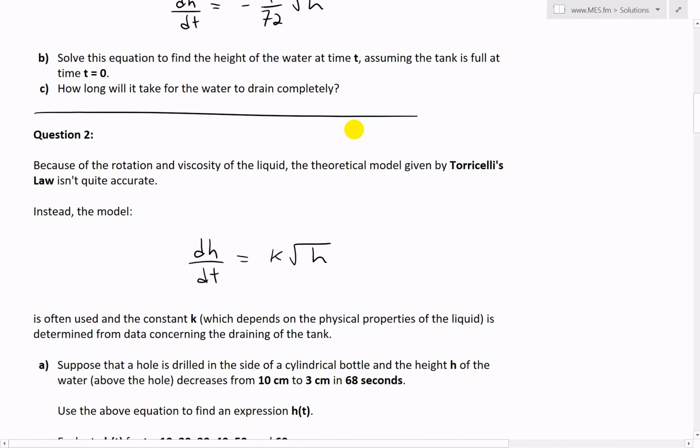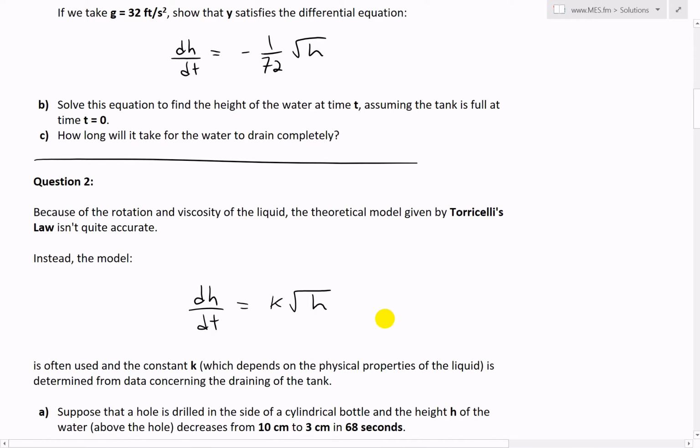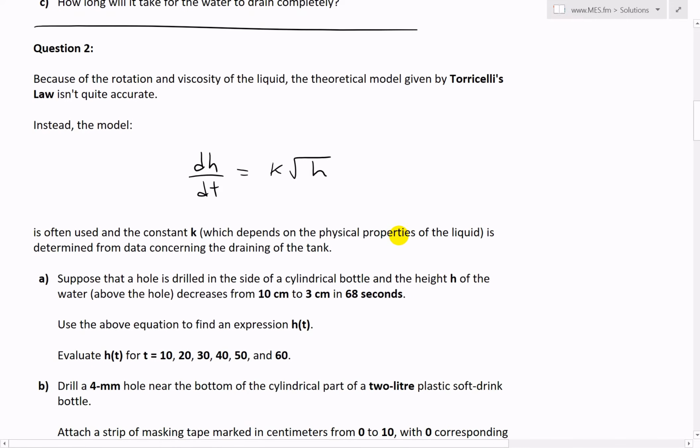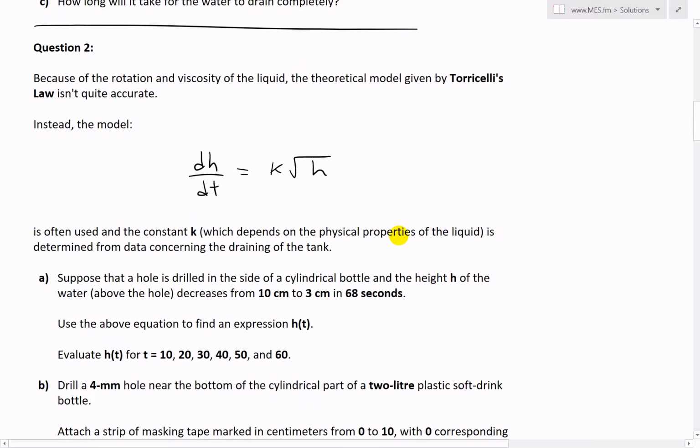But the fluid is going to be spinning as it goes down, and it might have a viscosity. Well, all liquids do, so there's going to be some resistance. So the theoretical model given by Torricelli's law isn't quite accurate, because there could be viscosity or resistance in it, so it's not going to go down as fast as it should, assuming there was no rotation or viscosity in a liquid. Instead, the model here is dh over dt equals k times the square root of h, where k is just a constant.